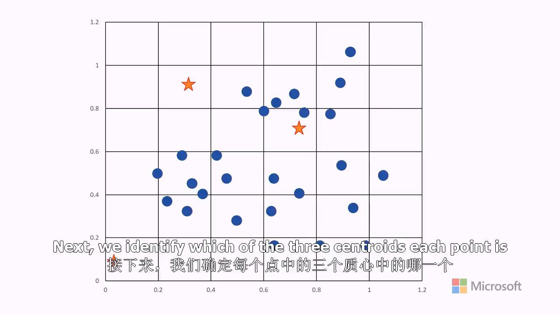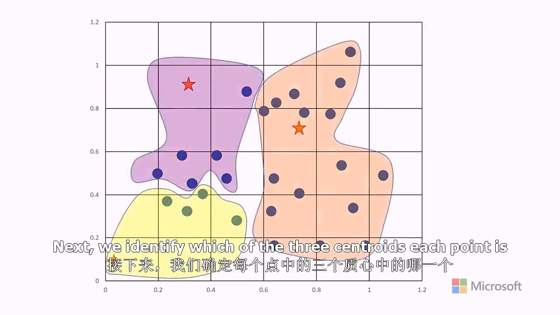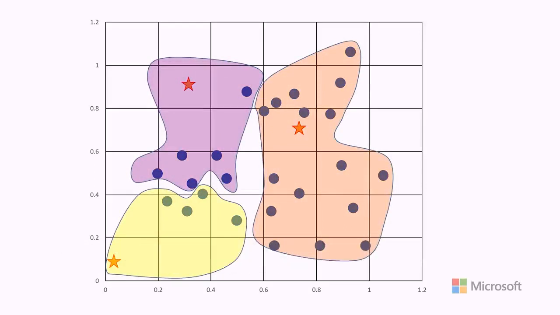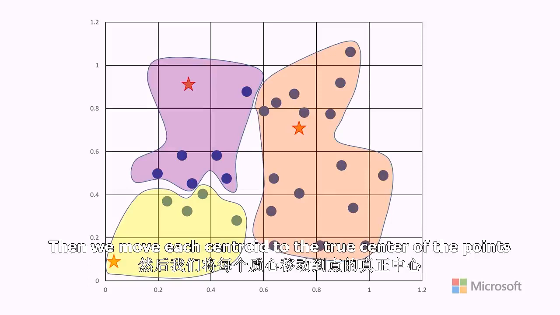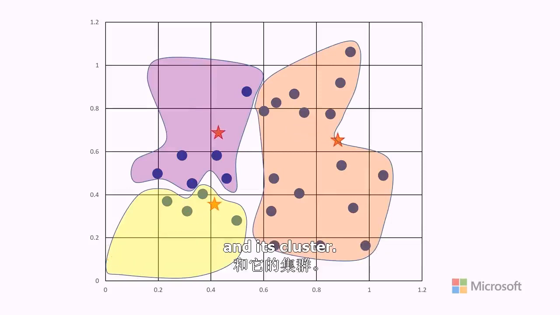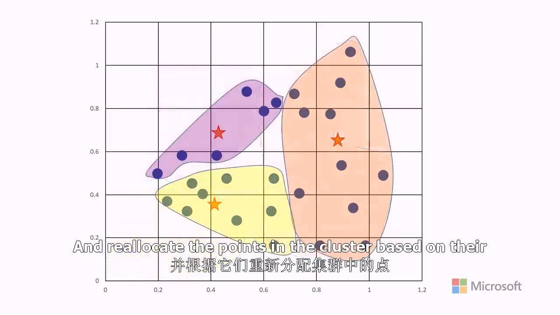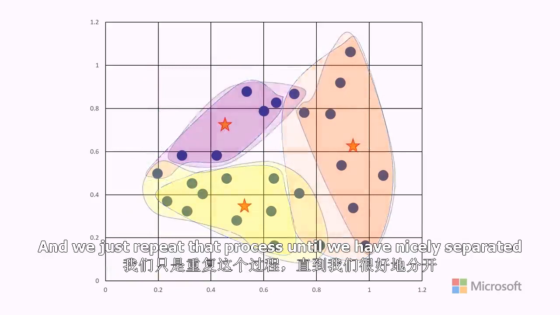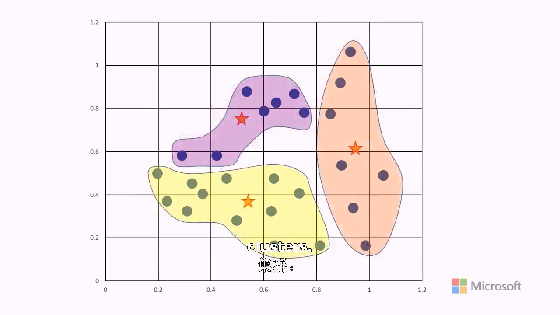Next, we identify which of the 3 centroids each point is closest to, and assign the points to clusters accordingly. Then, we move each centroid to the true center of the points in its cluster, and reallocate the points in the cluster based on their nearest centroid. And we just repeat that process until we have nicely separated clusters.